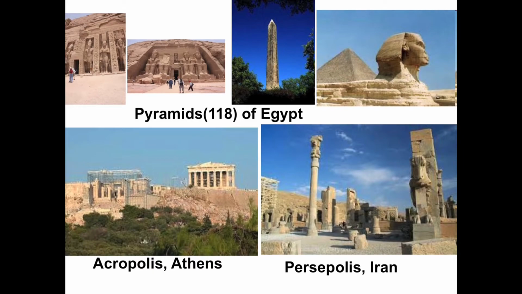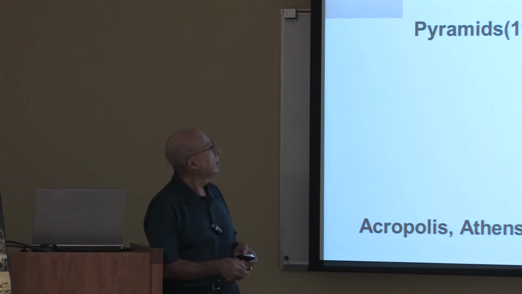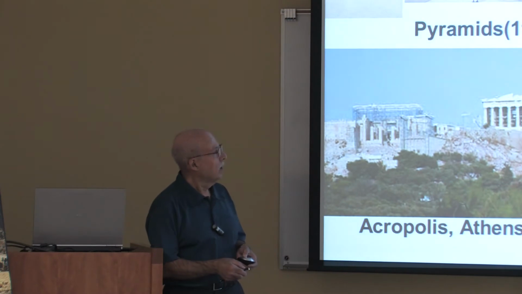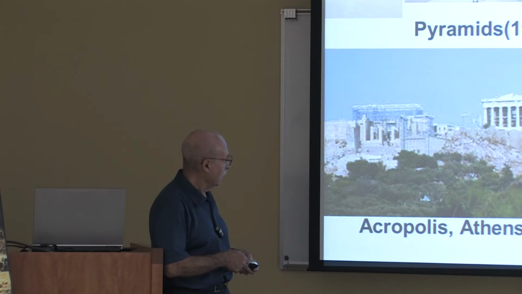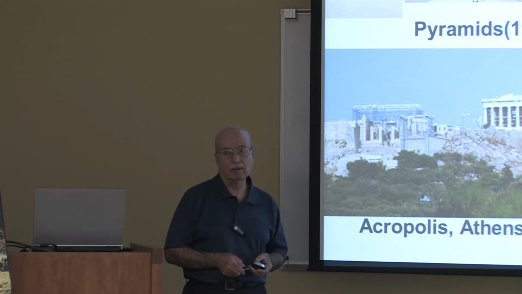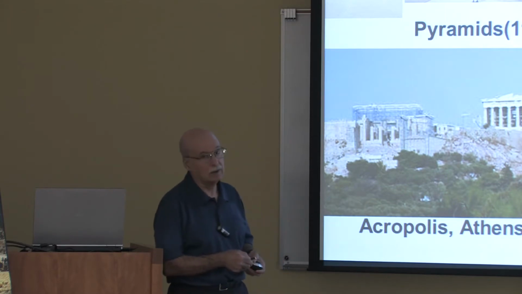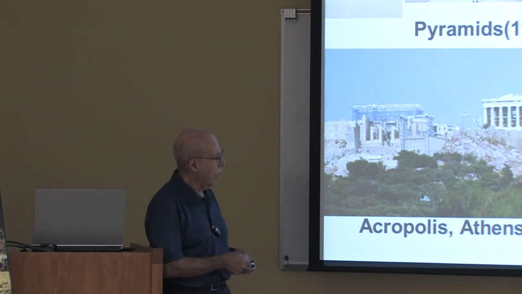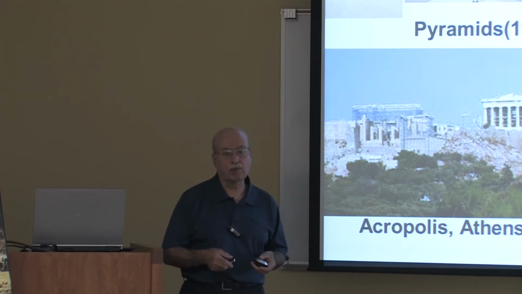There are 118 pyramids that were built. It's one of the civilizations, Egyptian, and the Greeks also built significant monuments that are credited and also show the ingenuity of this civilization. And Persian, Persepolis: the same creativity appears in the construction of all these buildings.